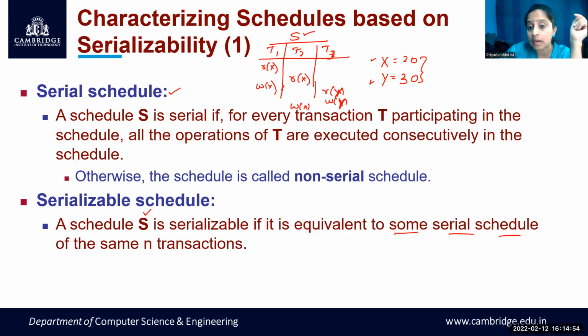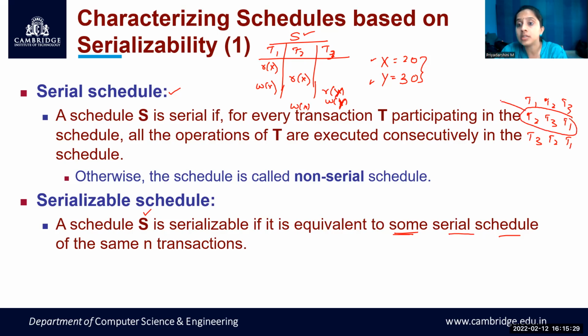Why am I saying some serial order? Because I'll have too many serial orders. T1, T2, T3 is one order, T2, T1, T3 is one order, T3, T2, T1, T3, T1, T2. I think I'll get 3 factorial, so 6 orders. I don't have to check all serial orders. Out of the serial orders, if any one serial order's value is the same as this interleaved execution value, then I call it a serializable schedule.